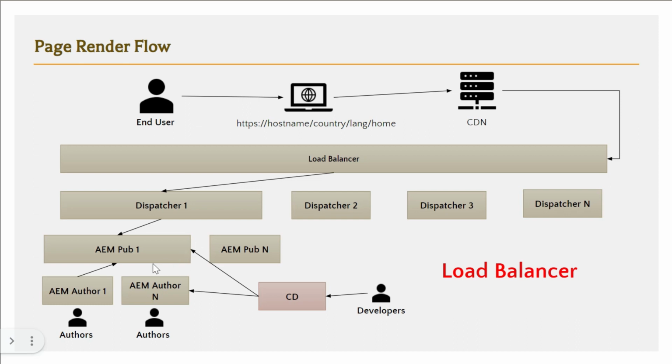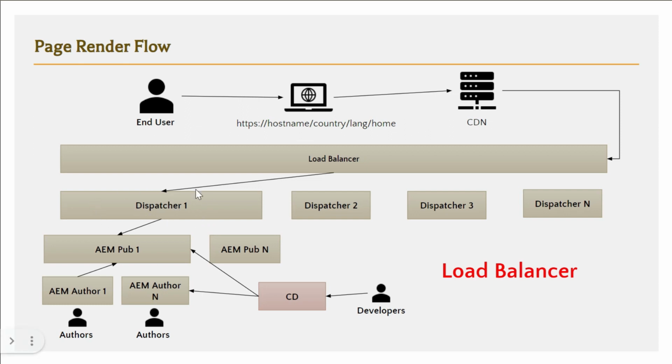Then if this is working in the publish instance, you must check all the available publish instances, and if the page is rendering properly on all the publish instances, then it might be that the dispatcher has cached the wrong version of the HTML, maybe the old version of the HTML. So clear the cache of the dispatcher and let the dispatcher fetch the latest HTML again from the publish instance and cache it here. That will solve the issue.